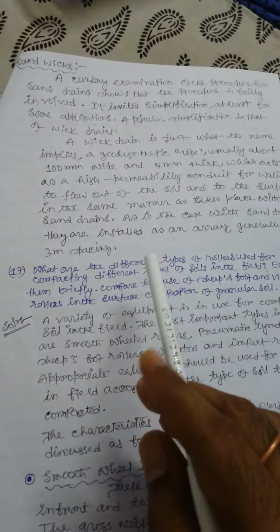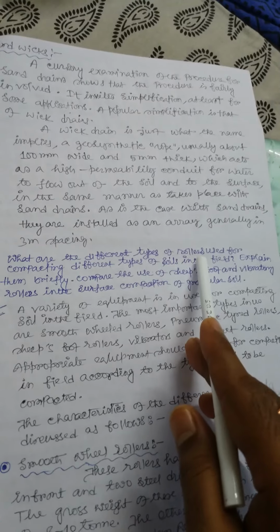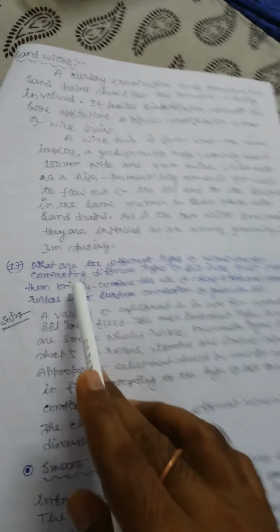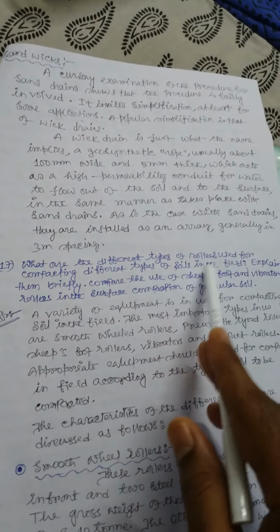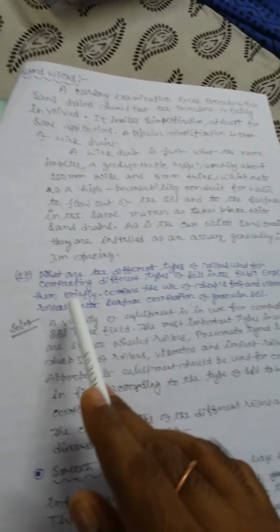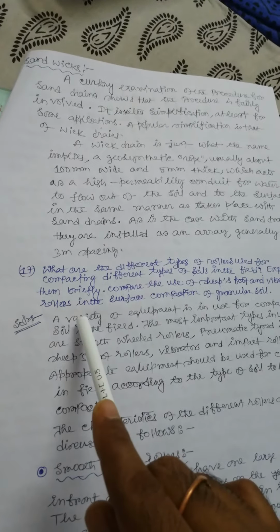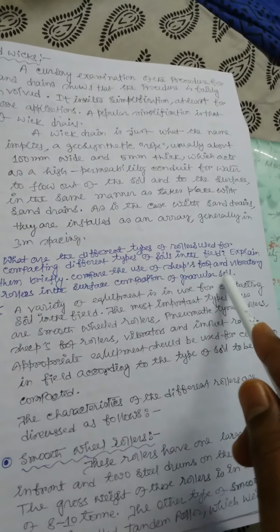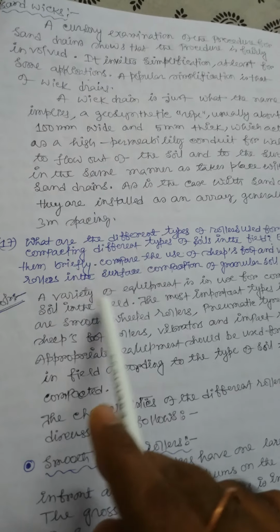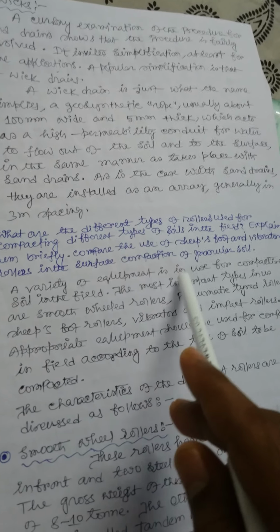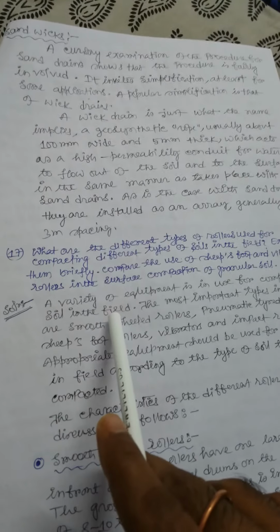What are the different types of roller used for compacting different types of soil in the field? Explain them briefly. Compare the use of sheep foot and vibratory roller in the surface compaction of granular soil. A variety of equipment is in use for compacting soil in the field.